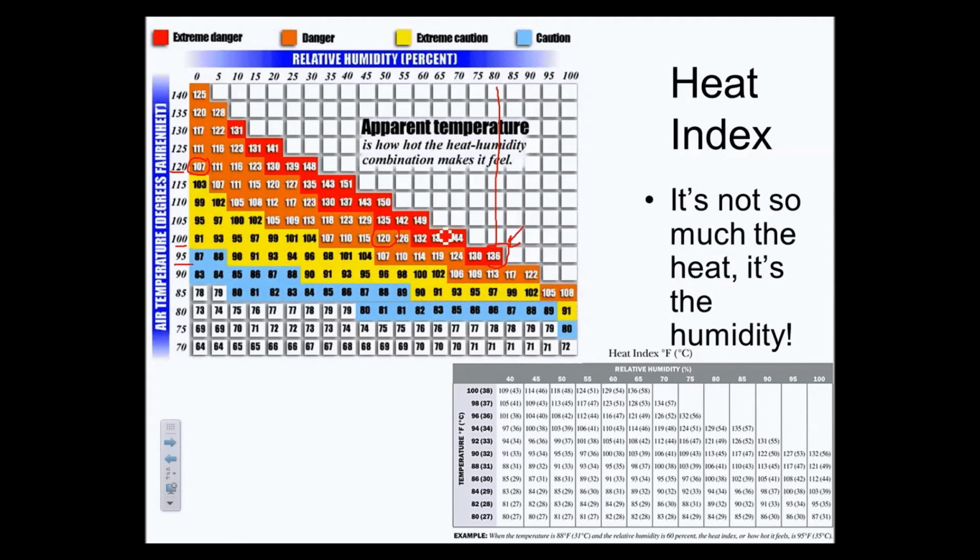So this is a huge thing. You need to make sure you pay attention to this. So heat index is when it feels hotter than it actually is because of the humidity. It won't let your sweat evaporate.